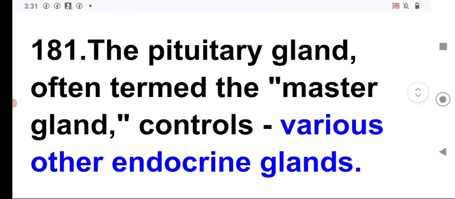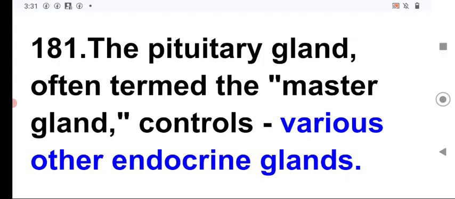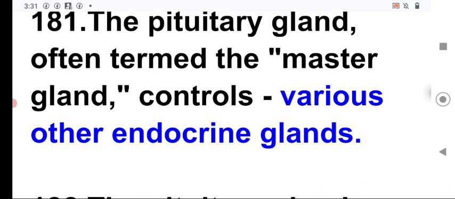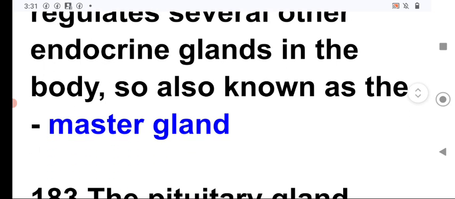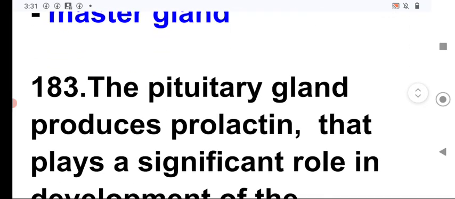Next, the pituitary gland is termed the master gland because it controls various other endocrine glands through their secretions called hormones. The pituitary gland regulates several other endocrine glands in the body, so it is also known as the master gland. These are similar types of questions for the explanation of the master gland.